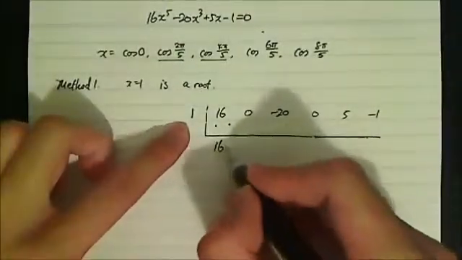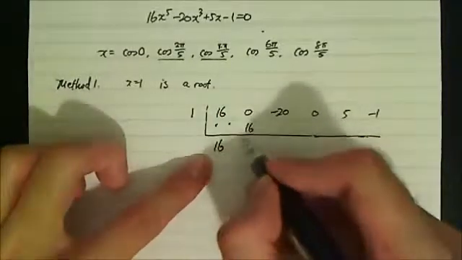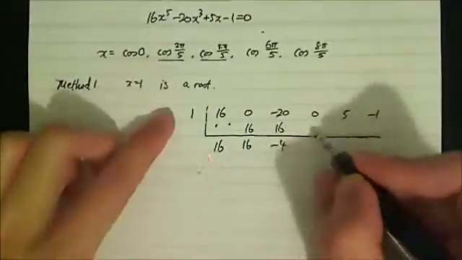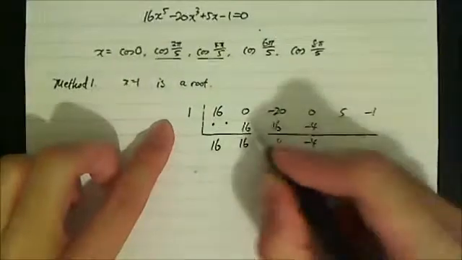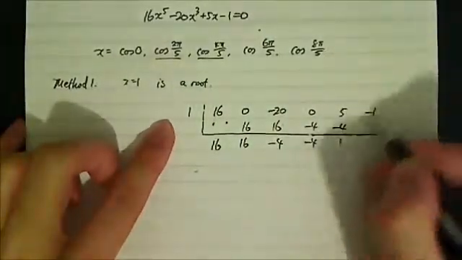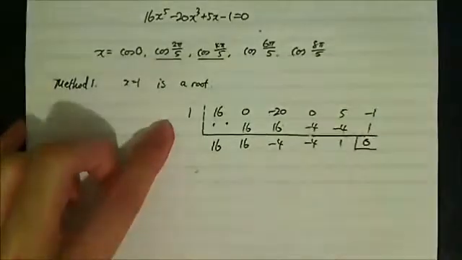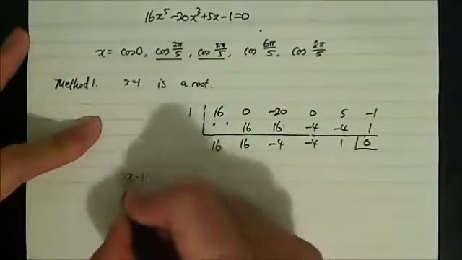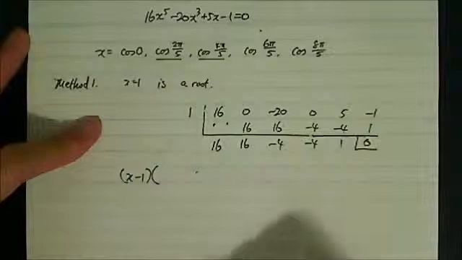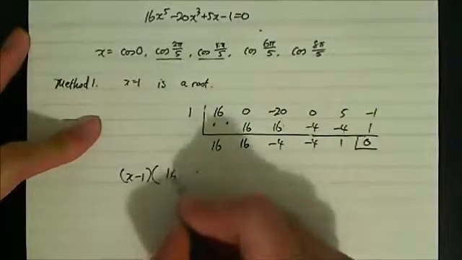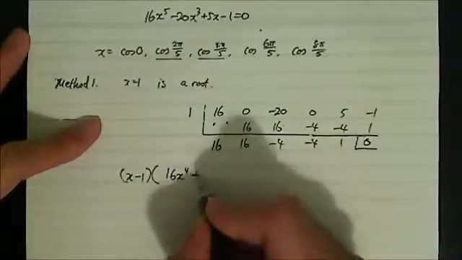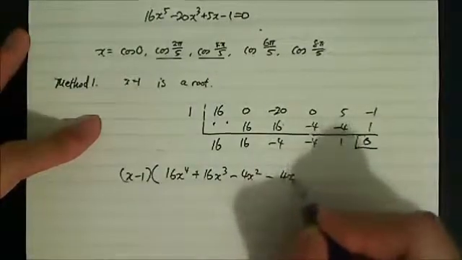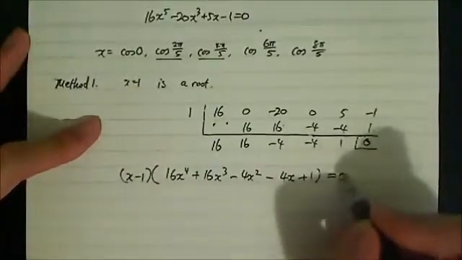So going through the synthetic division, copy down the 16. 1 times 16 is 16, 0 plus 16 is 16, 1 times 16 is 16, minus 20 plus 16 is minus 4, minus 4 times 1 is minus 4, 0 plus minus 4 is minus 4, 5 minus 4 is 1, 1 times 1 is 1, remainder 0. So what that means is that we factorized our polynomial into the x minus 1 factor, and these coefficients. So we have 16x to the power of 4 plus 16x cubed minus 4x squared minus 4x plus 1 equals 0.